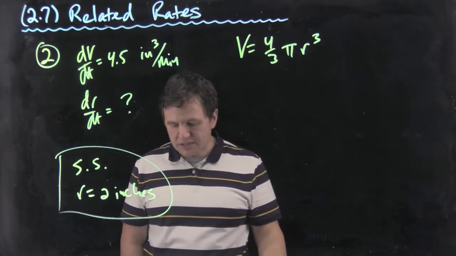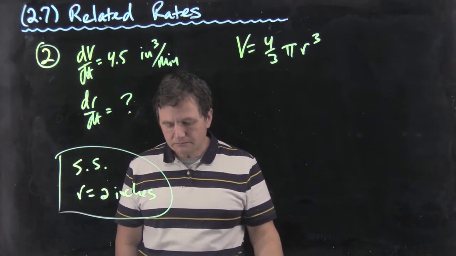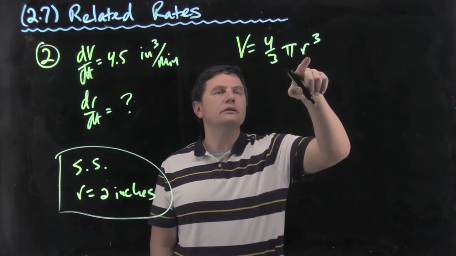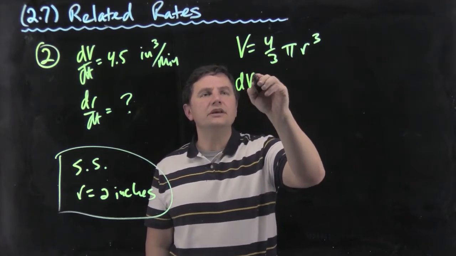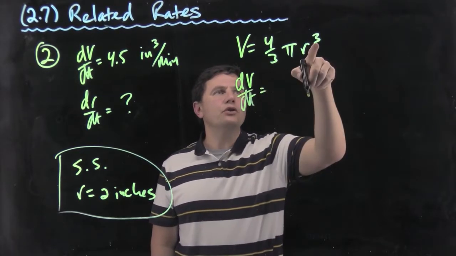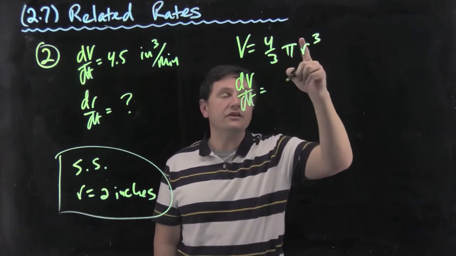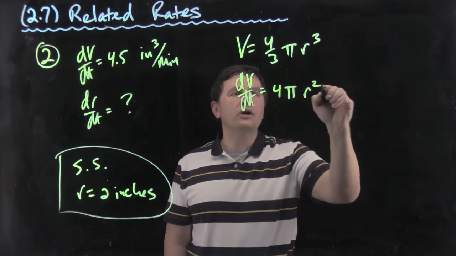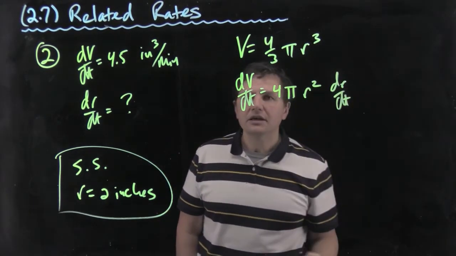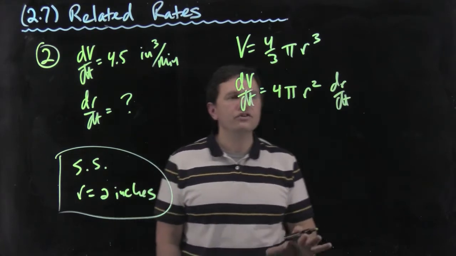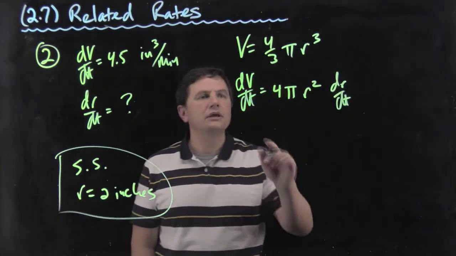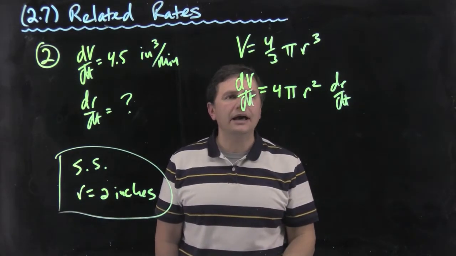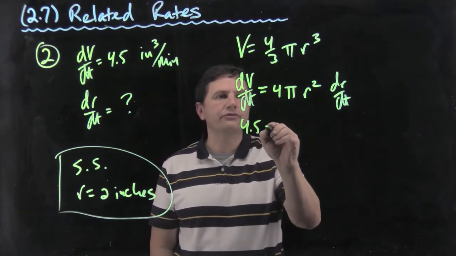Okay, so now at this point, I can take the derivative of this. So this would be dV over dt. The 3 will come down. Treat the 4/3 pi as a constant because it is a constant. The 3's will cancel. I'm left with 4 pi r squared, and then that's going to be dr over dt. Key to related rates is always keep in mind all these variables move with respect to time. Okay, so in dV over dt, we know that that's 4.5.